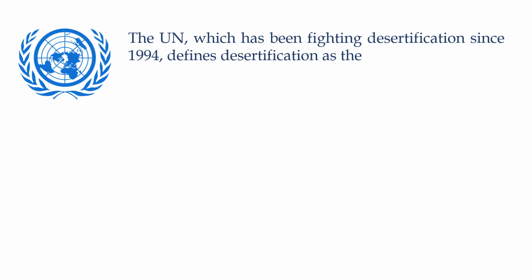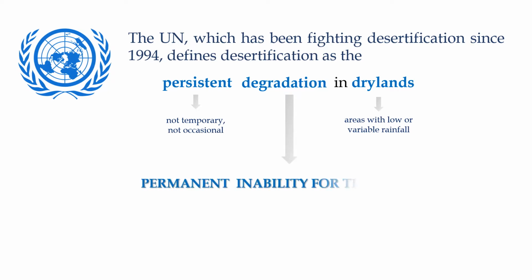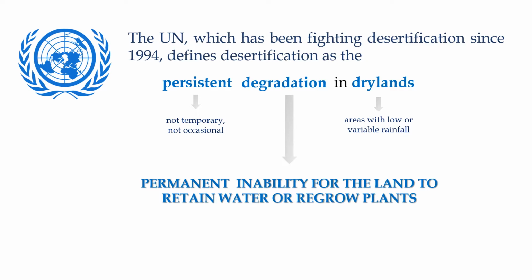The United Nations, which has been fighting desertification since 1994, defines desertification as the persistent degradation in drylands. That is, a degradation which is not temporary and not occasional, in areas with low or variable rainfall, causing a permanent inability for the land to retain water or regrow plants.